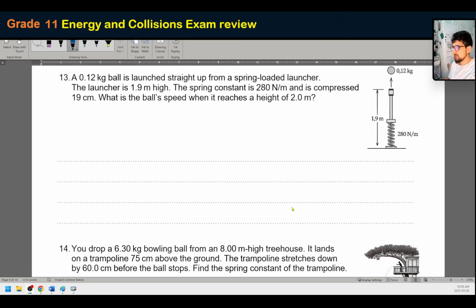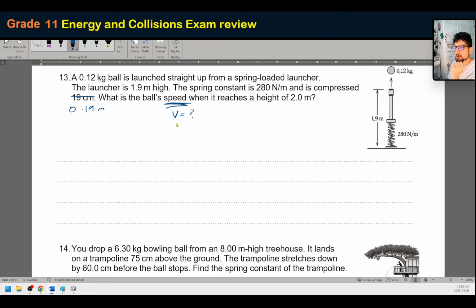So the way we solve this, for these questions, I really want to explain things in a little bit more detail just so you're aware of what to look out for. So the first thing we need to do is figure out what the question is asking, and the question's asking for the speed. So we need to find the velocity when it reaches 2 meters. So first of all, that 19 centimeters, we need to change it and make it 0.19 meters. Because remember, we only deal with meters and kilograms. So let's have a look.